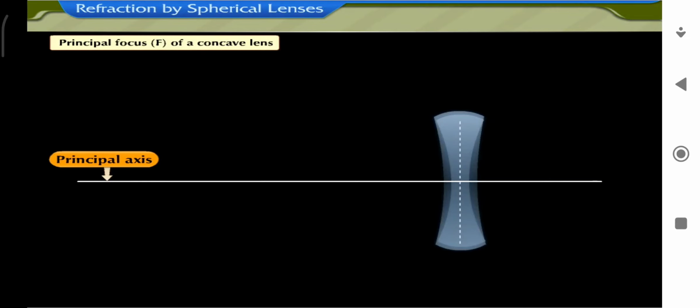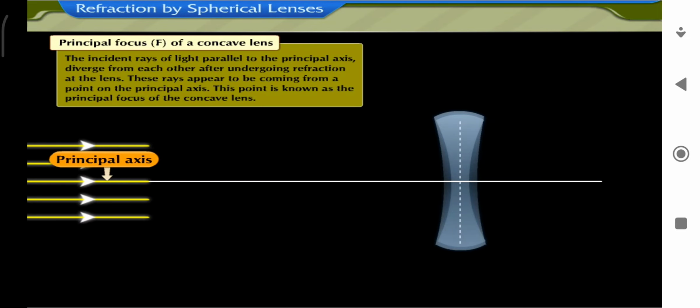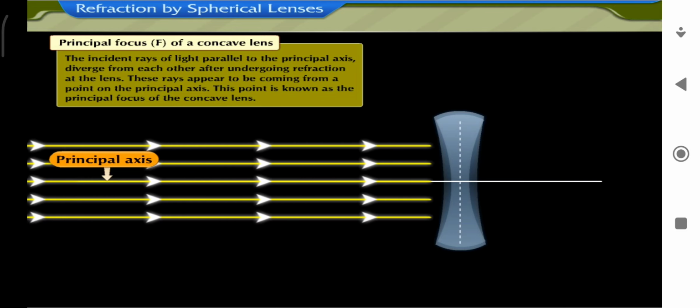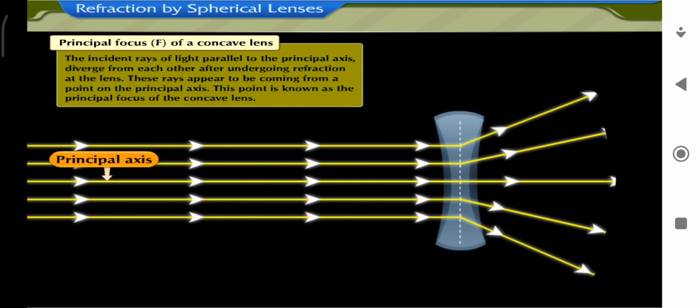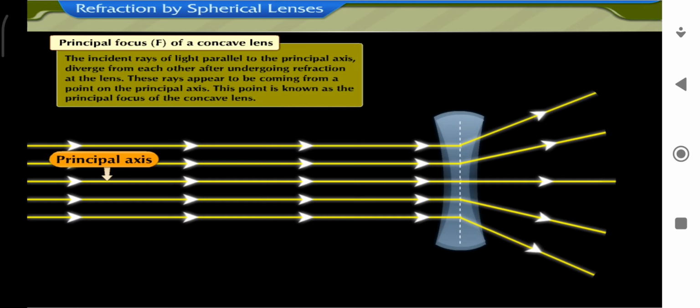Principal focus of a concave lens, F. In case of a concave lens, the rays of light incident parallel to the principal axis diverge from each other after undergoing refraction at the lens. These rays appear to be coming from a point on the principal axis. This point is known as the principal focus of the concave lens. A concave lens also has two principal foci. They are termed as F1 and F2.